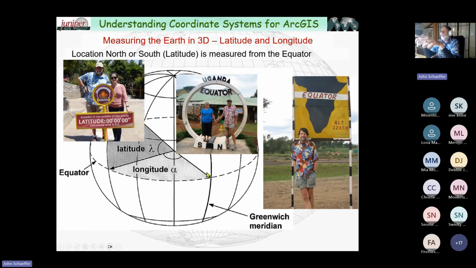Now, location north-south is measured from the equator. And being involved in GIS and geography, I have to go find the equator, in this case Kenya, in this case Uganda, in this case Ecuador, with another Debbie. She was a scholar in... I remember all my scholars from the different years they were teaching, but we were able to visit Debbie in Ecuador.